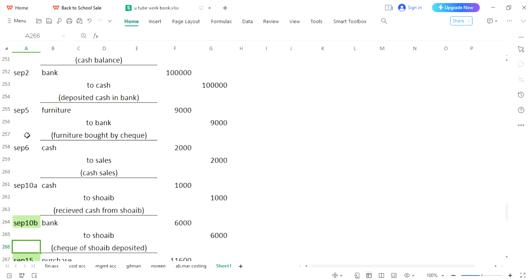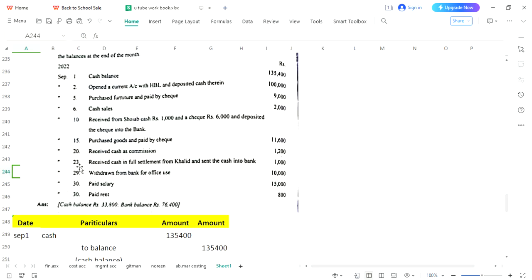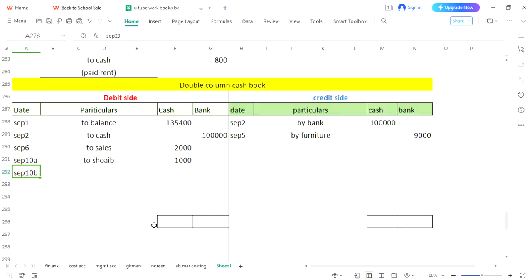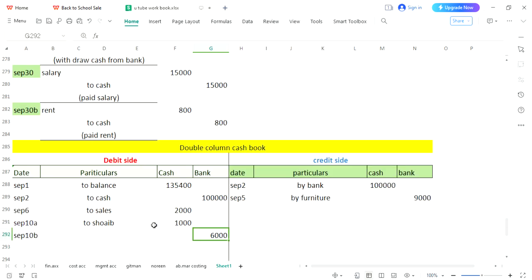After September A, we have September B, where bank is present on debit side. So you will write September 10B. All right, September 10B is saying bank is debit. So you will write amount of bank, it is 6000. You will post on debit side.